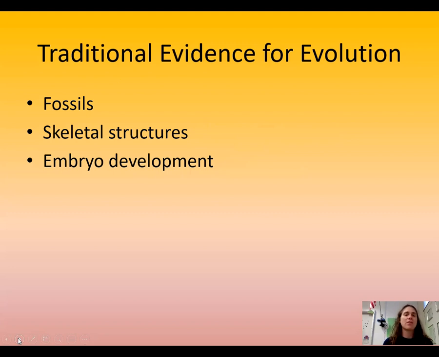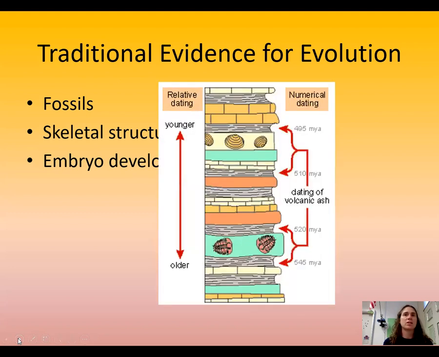So the first type of evidence we had was fossil evidence. Fossil evidence was simply being able to look at different strata. And you remember the law of superposition from 6th grade, that the strata on the bottom is older than the strata on the top. And so the strata on the top is younger. And this really was just evidence that organisms did change over time.